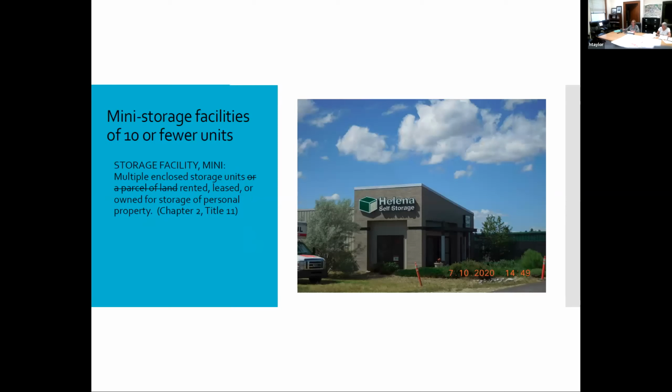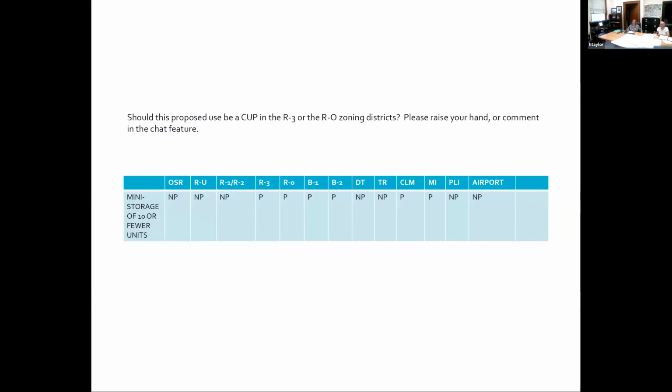Okay. And we did have a couple of comments regarding that. One was they preferred the CUP for a storage unit in any residential district, and I think Mark seconded that. Yeah, next slide, Stephanie. So our question here was, should the proposed use be a conditional use permit in the R3 or the RO zoning districts? Right now it's proposed that this 10 or fewer units would be a permitted use in the R3 and the RO.